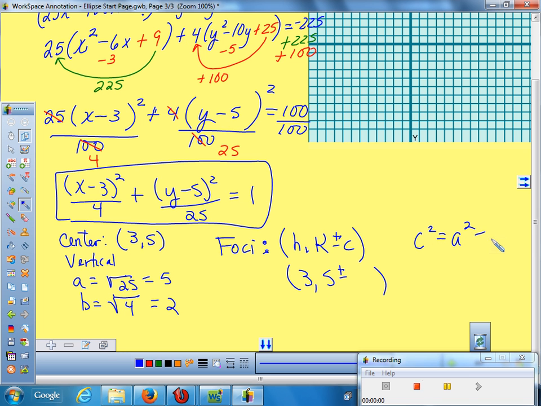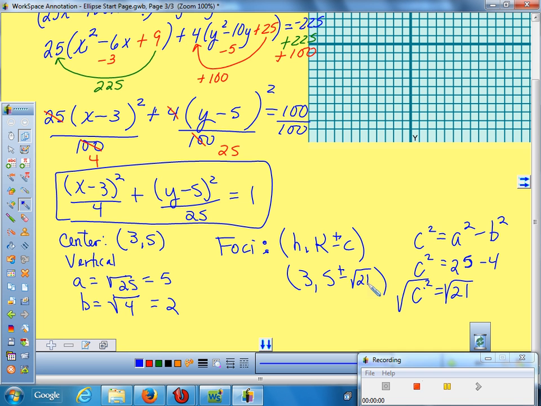Yeah, on your card you should have written C squared equals A squared minus B squared, and this is why you got to always find C. So in our case, A squared would be the 25, B squared is 4, and 25 minus 4 gives us a lovely 21. If I square root it, can I break down square root of 21? There's no perfect square numbers that break it, so we're stuck with square root of 21. So you will just put in here 5 plus or minus square root of 21.